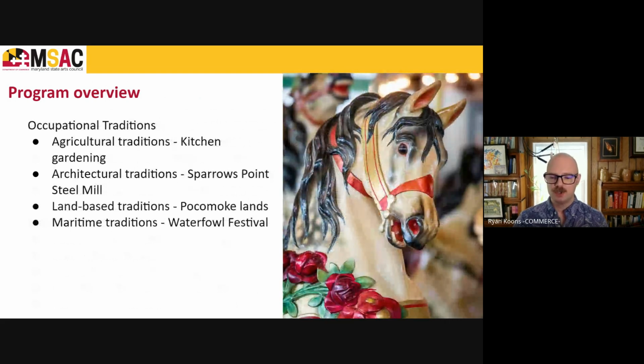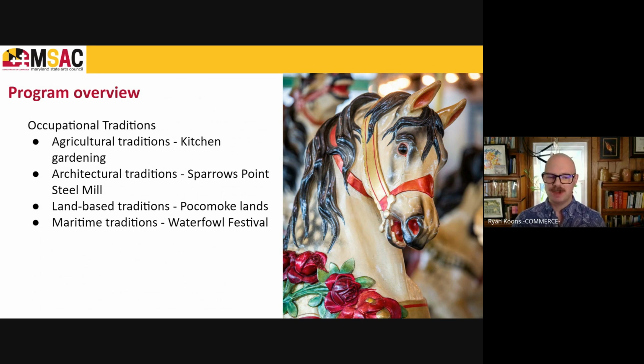Perhaps most unusually, especially when compared with other MSAC grant programs, the Heritage Award also makes available funding to what we call occupational traditions, again, living cultural traditions handed down by example or word of mouth, that are engaged in some kind of occupation. And this could include, for example, agricultural traditions such as kitchen gardening, or architectural traditions such as the now former Sparrows Point Steel Mill, which won a Heritage Award, I think just a few years before it was decommissioned, actually.